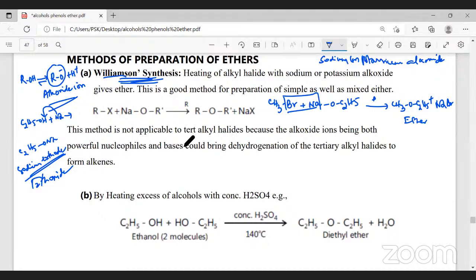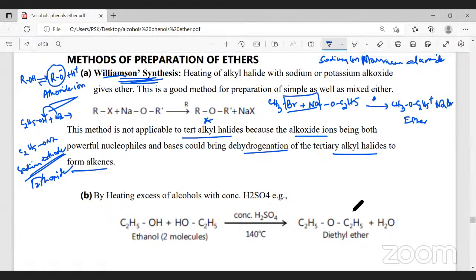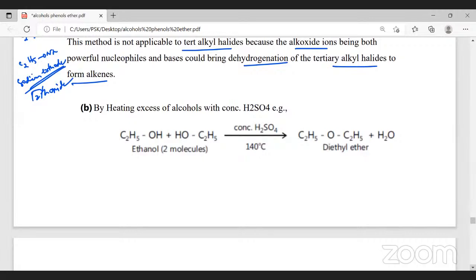This method is not applicable for tertiary alkyl halides, because alkoxide ions, being both powerful nucleophile and base, could bring about dehydrohalogenation of tertiary alkyl halides to form alkenes. So this method is not applicable for tertiary alkyl halides, but when a simple primary alkyl halide is heated with sodium or potassium alkoxide, ethers are formed. Ethers are formed. The second reaction, did you understand this reaction?